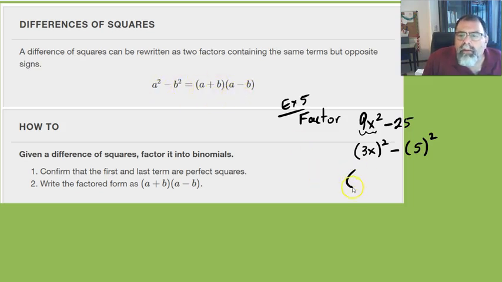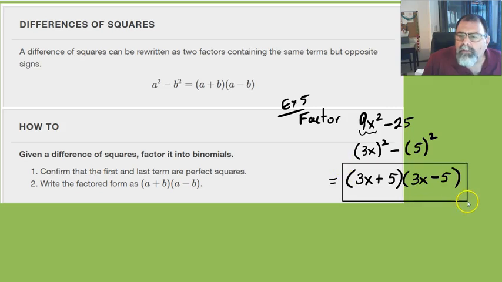And then you're just going to do the square root of the first term, so that's 3x, and the square root of the last term, 5. We're going to write it twice, and it's going to be the product of the sum and the difference. Or just change the signs: one's plus, one's minus. It's as simple as that. And if you want to FOIL it out and check it, you'll see the middle terms cancel, and you just get 9x squared minus 25.